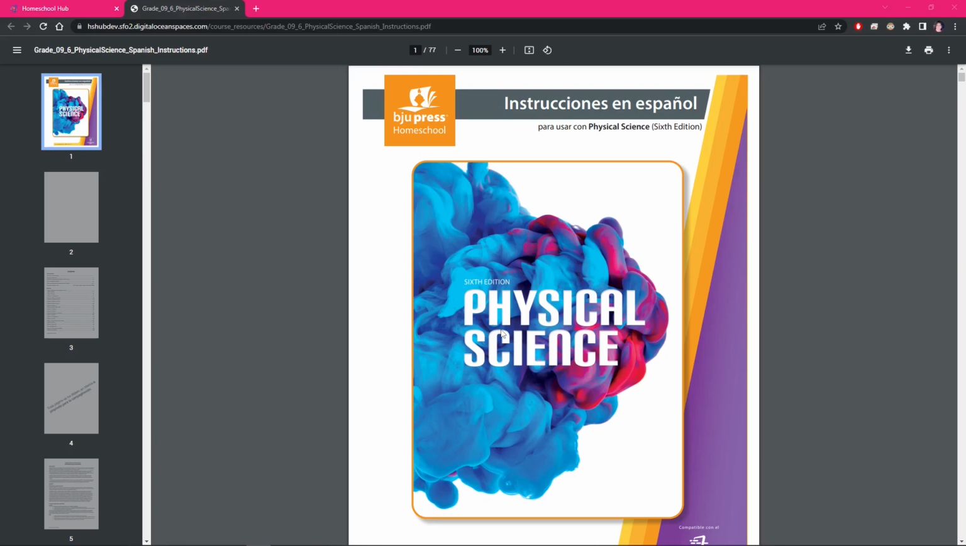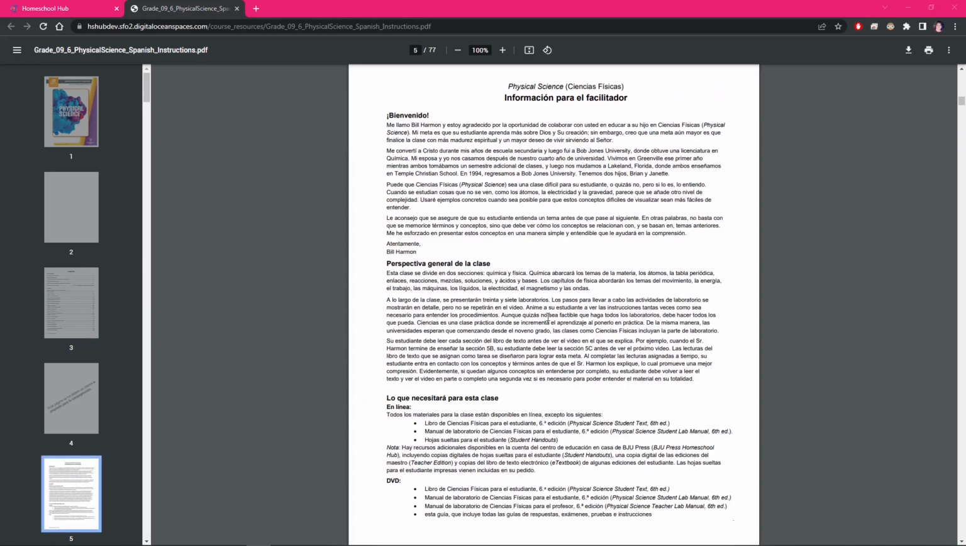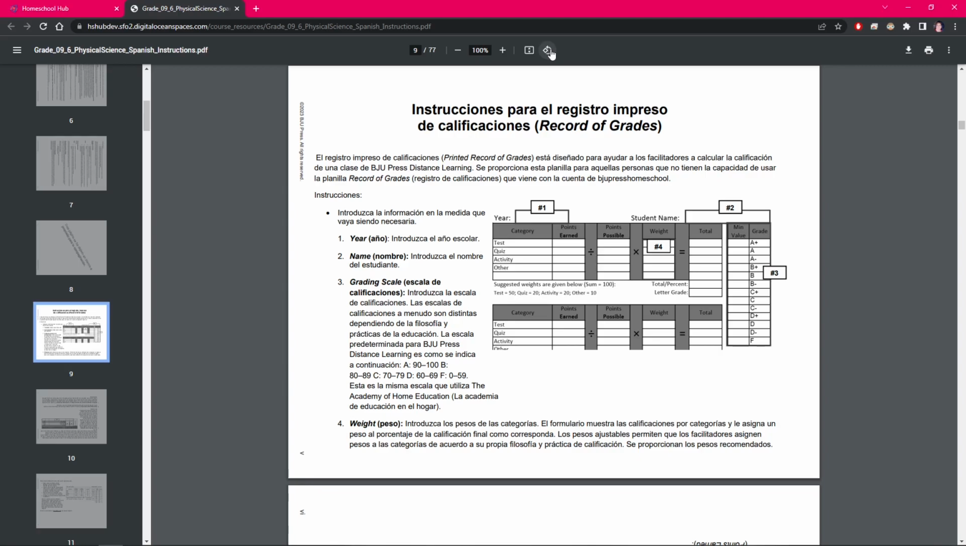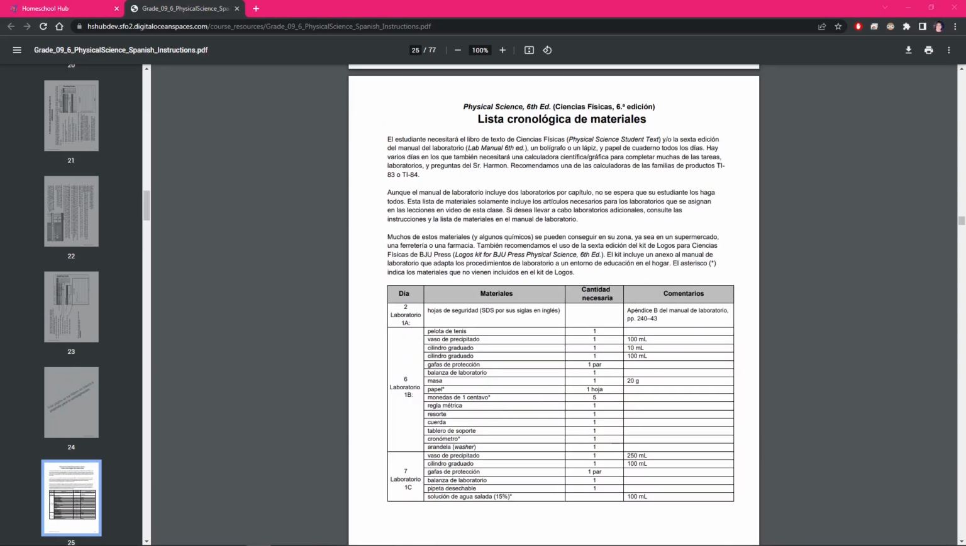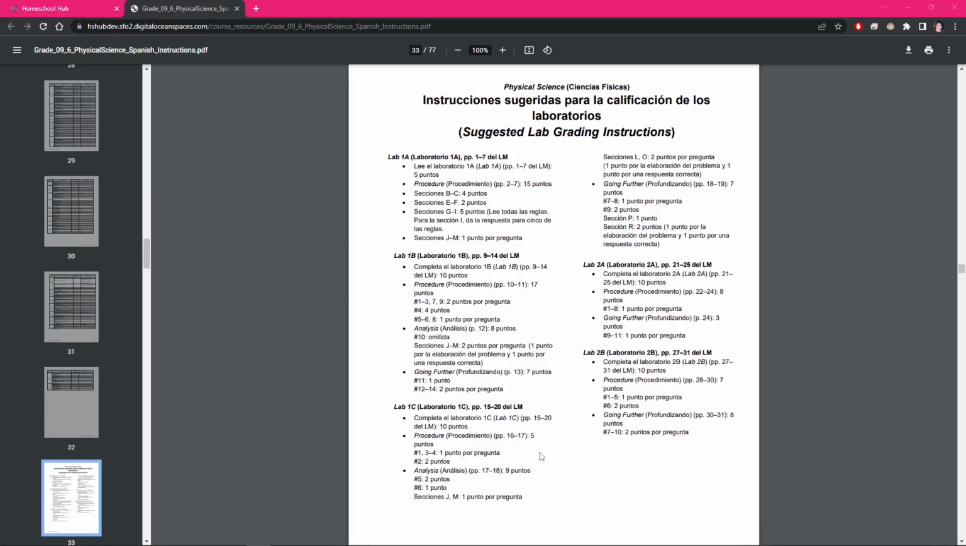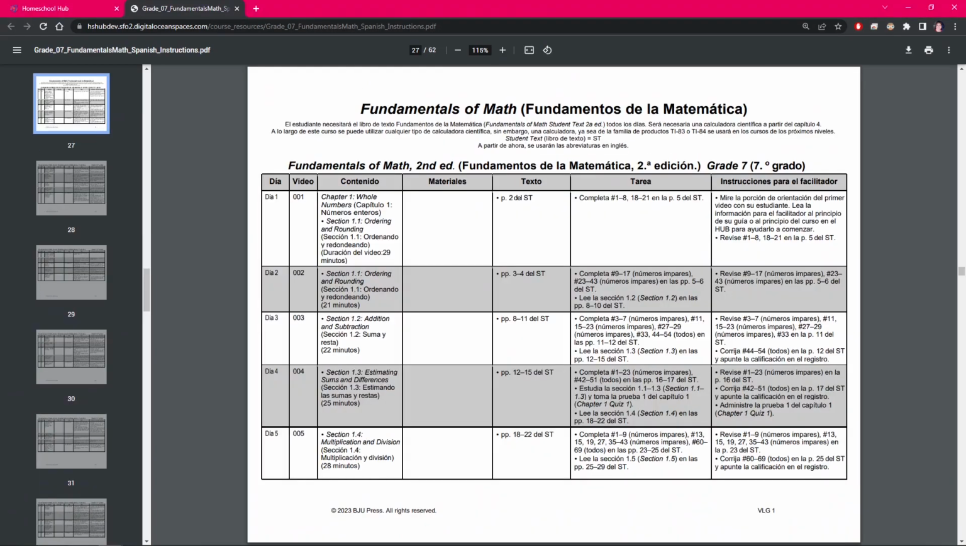Here we can see the file for physical science. This gives a breakdown of what's included on the contents page and information about the course and video teacher. It explains in Spanish how to record grades and even provides a legend for terms listed on this form. We also find a list of materials needed for labs in chapter order, along with suggested grading instructions for the labs.